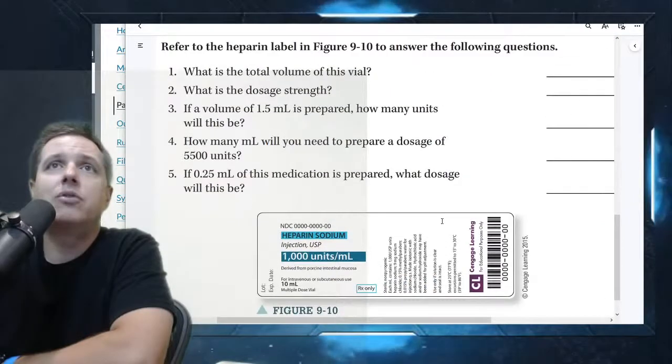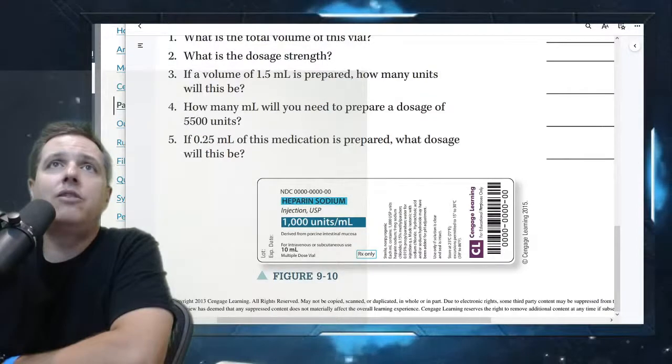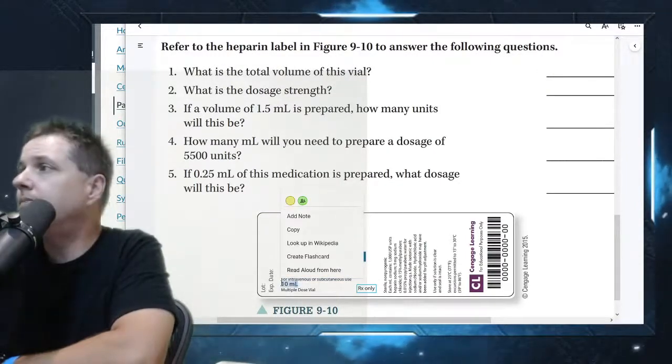So here's an example. What is the total volume of the vial? The total volume in this case should be 10 milliliters. We see it on there. We've got 10 milliliters.